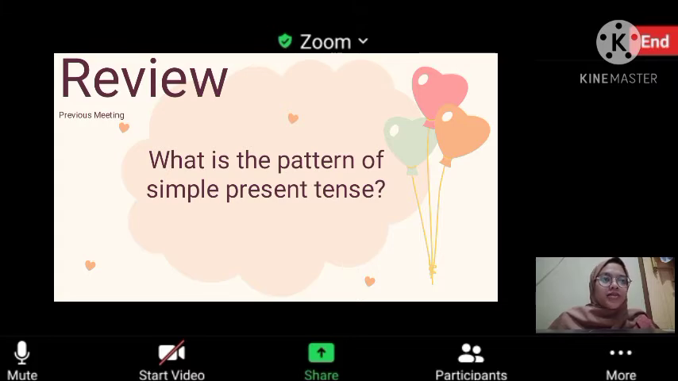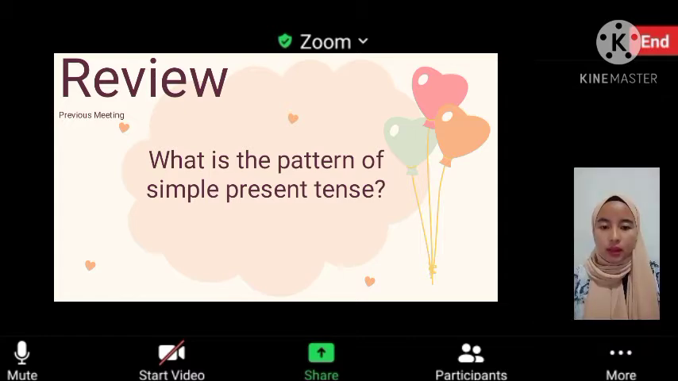If we want to make a negative sentence, we only need to add do or does plus not after the subject and before the verb. For example, she doesn't work in Bandung. We use does not because the subject is third person singular. And also, in the negative form, the verb doesn't need to add s or es. And the second one is... That's enough, Anita. You explained it clearly.